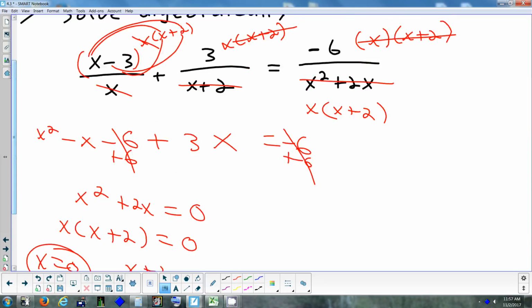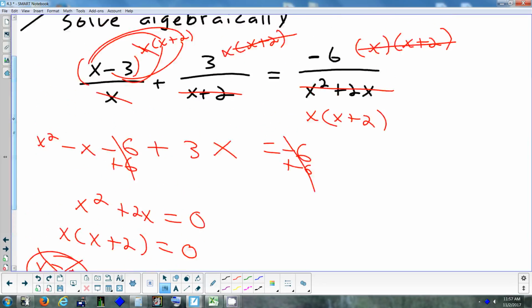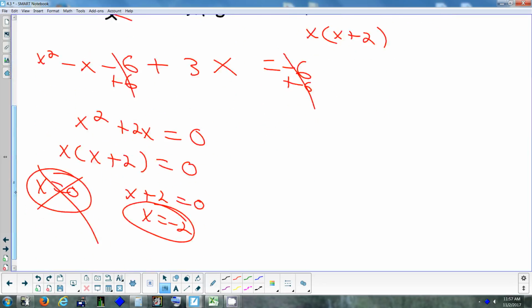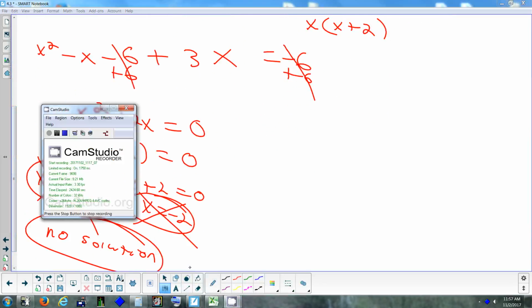Can you plug 0 into the original problem? No, because if you plug in 0, you divide by 0. Can you plug -2 into the original? No, because if you plug it in there, you would divide by 0. So this problem is no solution. So you saw the case where one answer worked and one didn't, and you saw the case where both answers did not work.